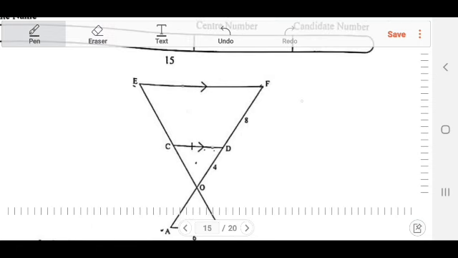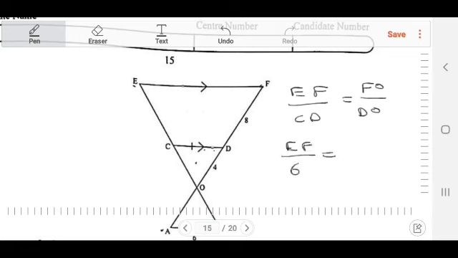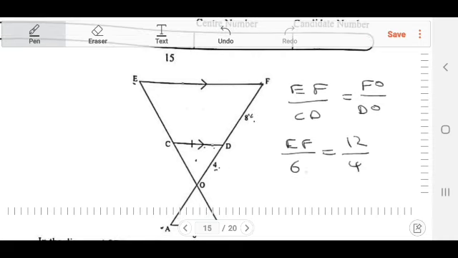So which means here, EF over CD equals FO over DO. So EF over CD, which is 6, equals FO, which is 8 plus 4, which gives us 12 over this 4. So if we rearrange there, we get EF equals 18.